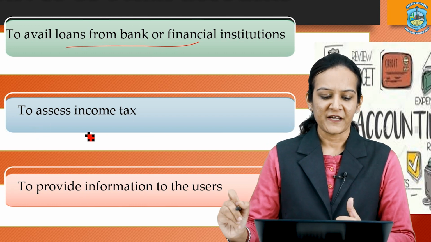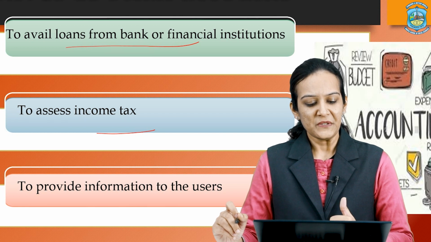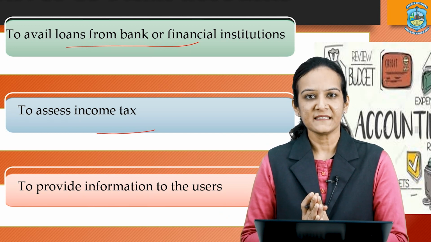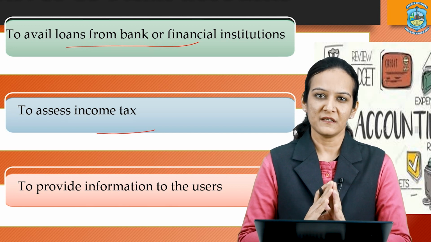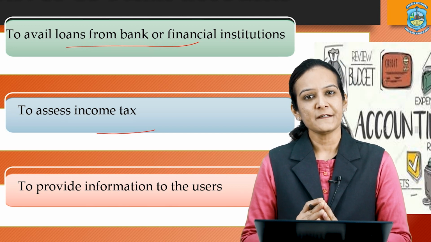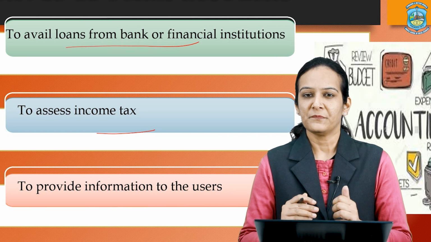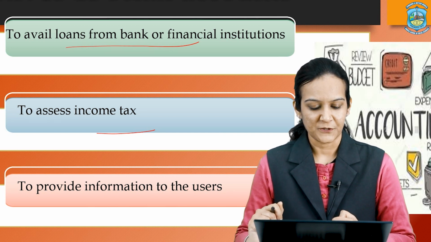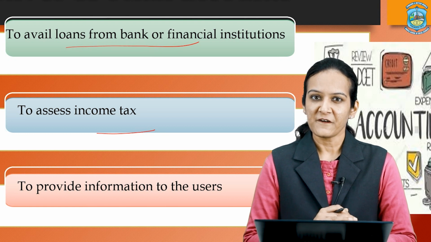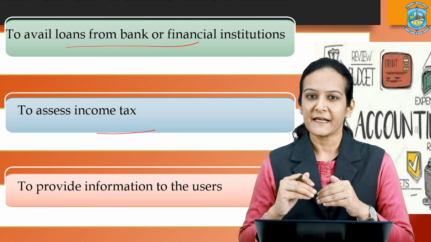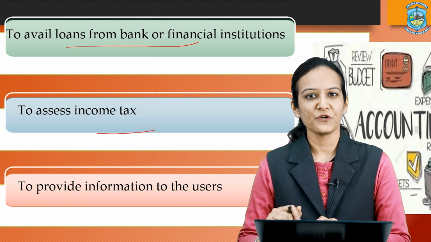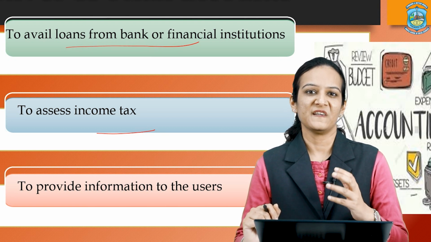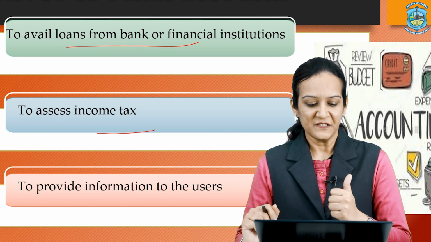The next objective of final accounts is to assess the income tax. Now, tax is calculated on the total income. Total income you can understand through your income statements or your profit and loss account. So, when you prepare the final accounts, you are able to calculate the results of your business, you are able to calculate the income of your business, and based upon the income, the tax is paid to the government officials.